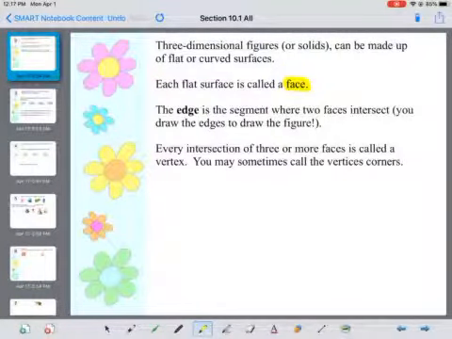An edge is a segment where two of the faces intersect. So when you draw a prism or a pyramid, the edges are typically the parts where you draw. The faces are kind of the empty space. And then every intersection of three or more faces is called a vertex. So vertex, those are like the corners.